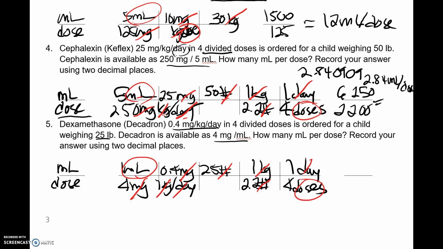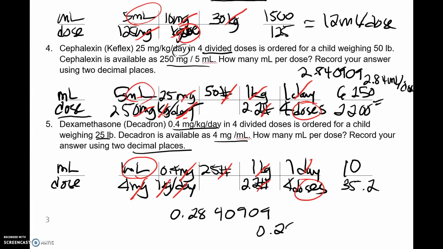0.4 times 25 equals 10. And then 4 times 2.2 times 4 equals 35.2. So when multiplied out, 0.28409, and then we're supposed to go to 2 decimal places. This is 0.28 mLs per dose.